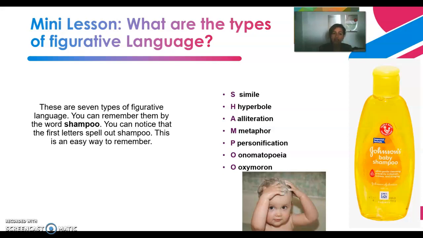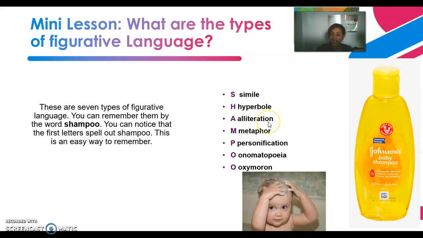And these are 7 types of figurative language. So you can remember them by the word shampoo, right? Which I hope all of you use, correct? All right, so you can notice that the first letters spell out shampoo. This is an easy way to remember, okay? So in the first one we have simile, okay? Hyperbole, okay? Let's repeat that. Hyperbole. Very good.